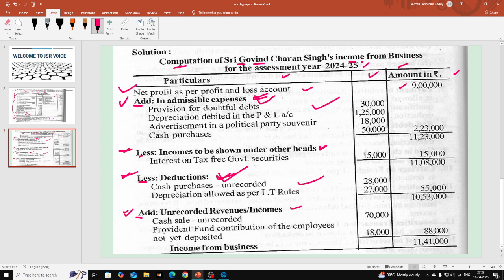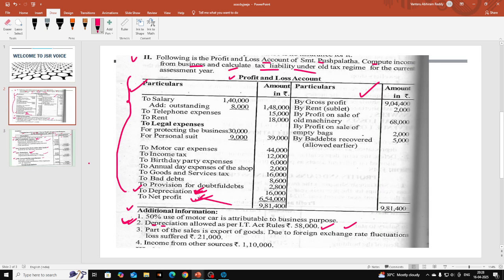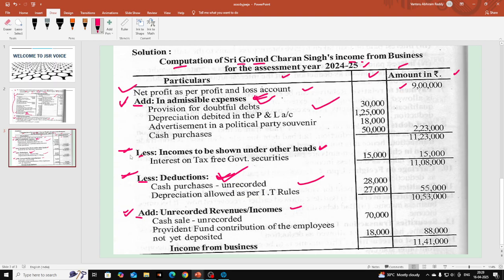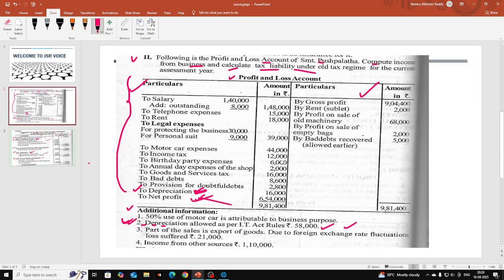Okay, so suppose sometimes you have only one depreciation and they did not give it in the information, so don't touch the depreciation, don't write it anywhere in the answer. Okay, so this is about inadmissible expenses, students. And next, the second head is incomes to be shown under other heads. For this purpose you should go to the question and refer to the credit side items. Business related incomes you don't touch; if any other incomes are there, then you should record them under the second head.